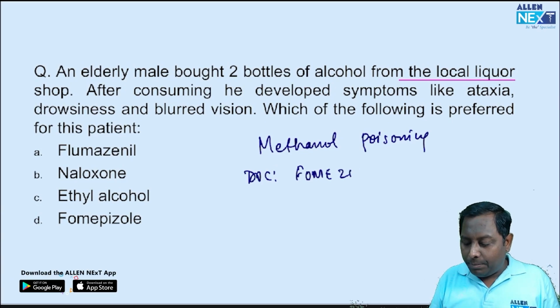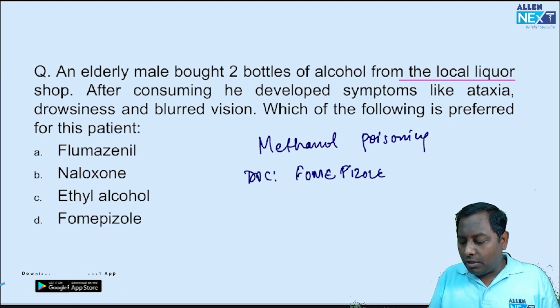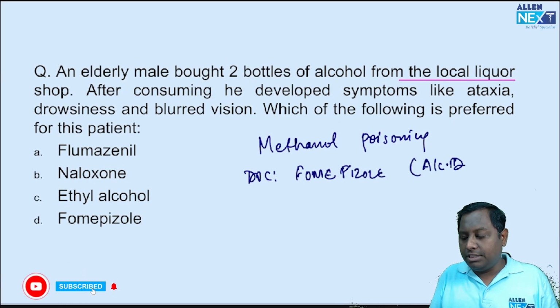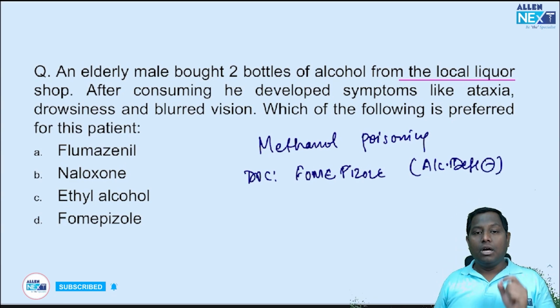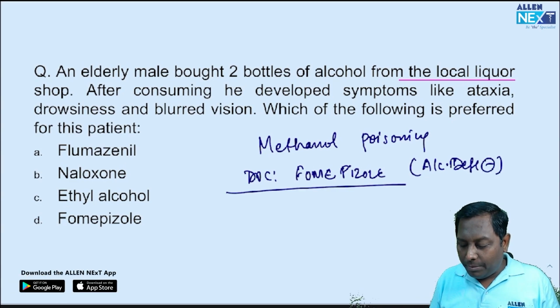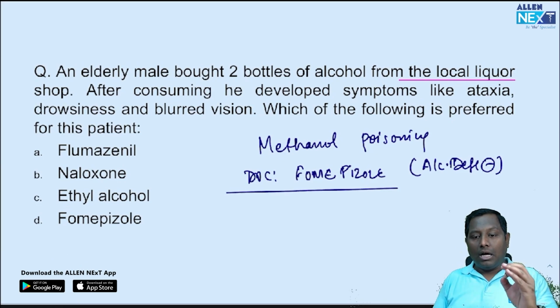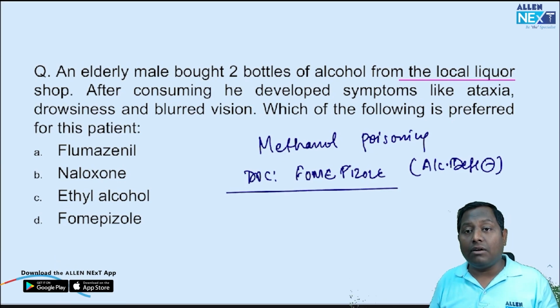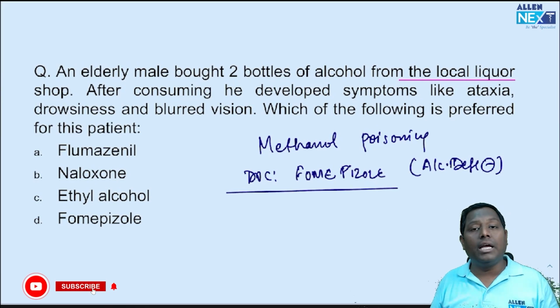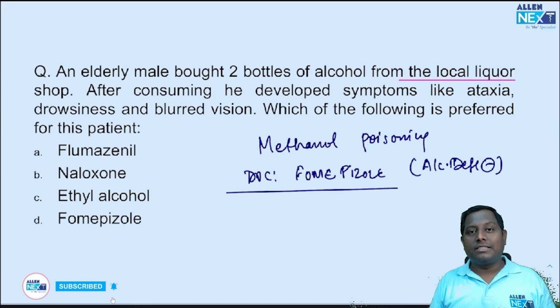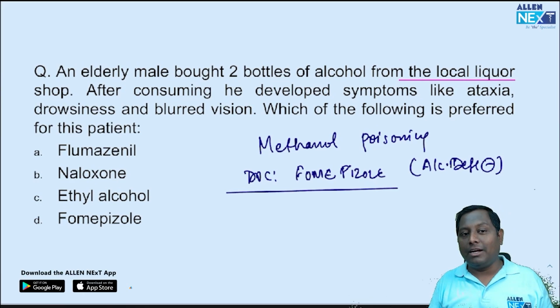Now what is fomepizole? In the next examination they can ask you about fomepizole. It is an alcohol dehydrogenase inhibitor. A point to remember here: fomepizole is an alcohol dehydrogenase inhibitor, and until it was available, we had another antidote that we were using, ethyl alcohol. Now some students are telling me, sir, fomepizole was not in the options, only ethyl alcohol was there, and some students are saying no, both options were there.